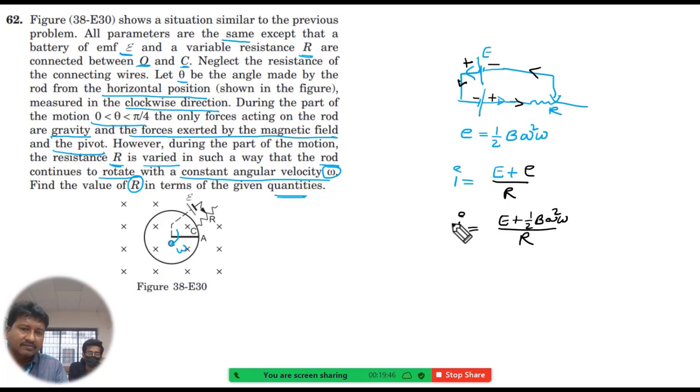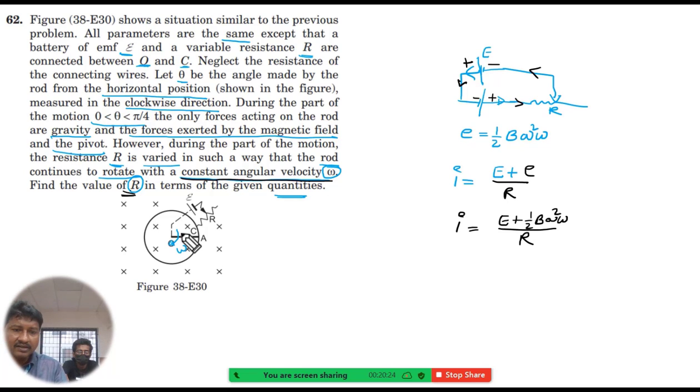What about the resistance of the loop? Negligible. Only this resistance is included, other than the EMF. The rod does not have any resistance, and this circular portion does not have any resistance. Only this resistance is going to vary, and that value we have to find. It will maintain constant angular velocity when the net force is zero.